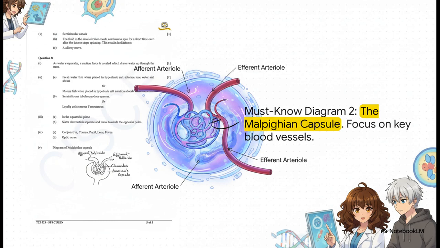Next up is a big one, the Malpighian capsule. This one comes up a lot. The absolute key detail to get right here is showing the afferent arteriole going in is wider than the efferent arteriole coming out. That difference in size is what creates the pressure for filtration. Nail that, along with labeling the glomerulus and Bowman's capsule, and you're golden.